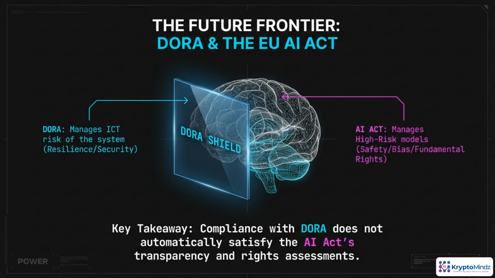DORA and the EU AI Act also coexist but address different risks. DORA focuses on the ICT risk of your systems: uptime, security, continuity, and resilience of the digital backbone. The AI Act, by contrast, targets high-risk AI models themselves: their safety, bias, explainability, and impact on fundamental rights. So even a platform that is fully DORA compliant still needs separate AI Act controls and assessments for the AI models running on it.